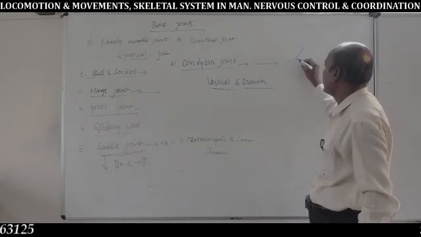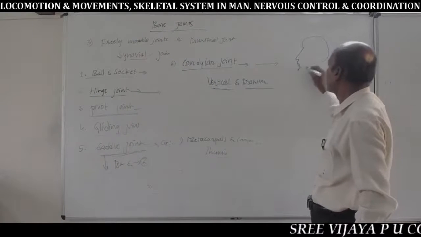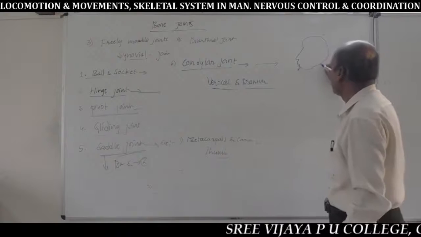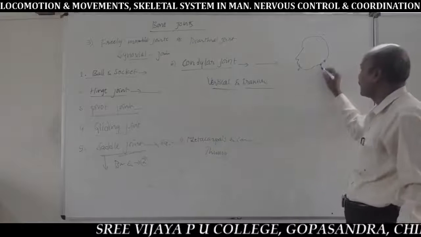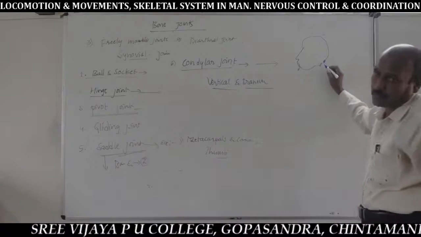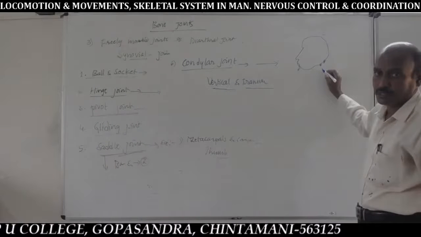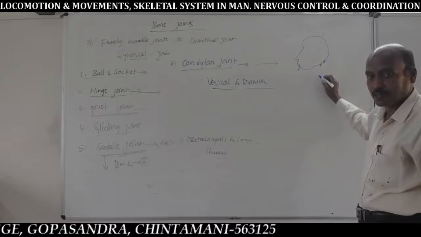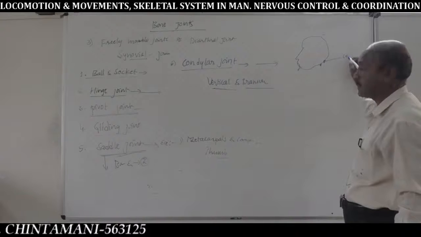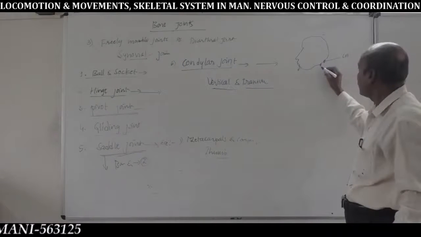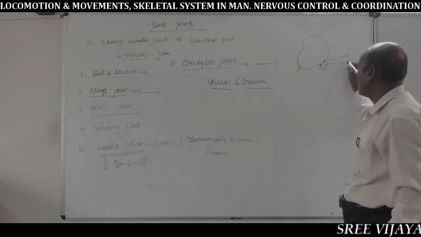It is also seen in the skull region. Here, the two occipital condyles of the skull, very important. The human skull is a bicondylar skull, never monocondylar, due to the presence of two occipital condyles. See, these two occipital condyles are fixed in the atlas bone.